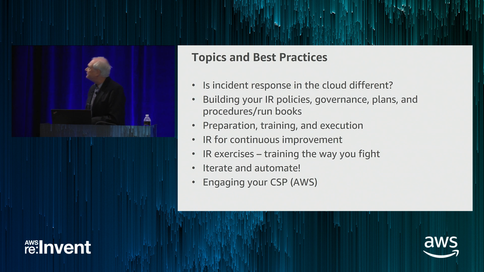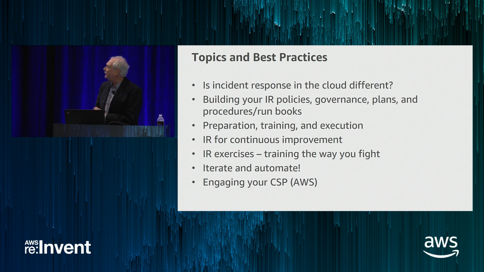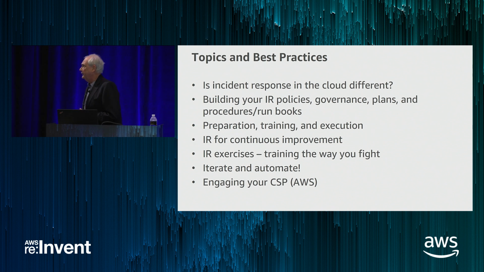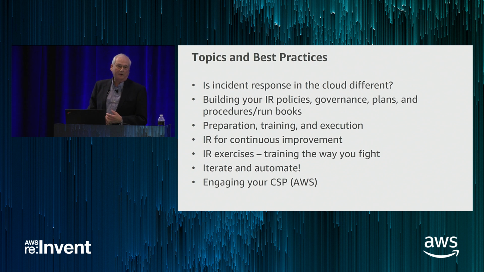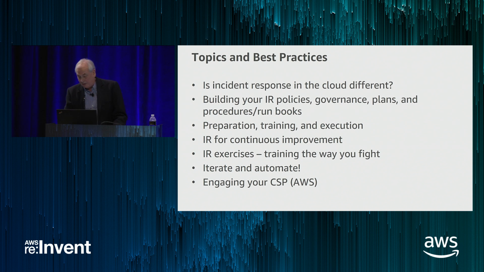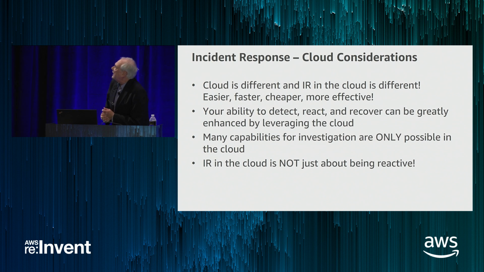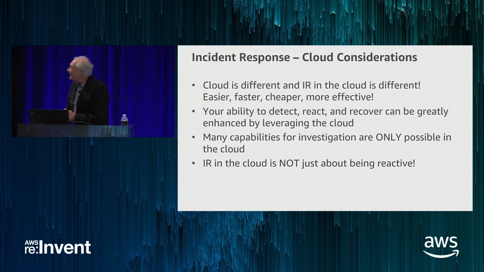So what are we going to talk about today? What's different, what's similar about incident response in the cloud? Talk about building IR policies, governance plans, procedures, and runbooks, preparation, training, and execution. And these 3 down here, continuous improvement, IR exercise, and iteration and automation are probably three of the most important things that you can do for incident response in the cloud. As I said, rather than being reactive, being proactive and integrating incident response into a continuous improvement process. And then finally, engaging your cloud service provider, in this case AWS, when you need us to help you with incident response. So let's go over some of these best practices. Cloud considerations. So what's different in the cloud? Cloud is different.